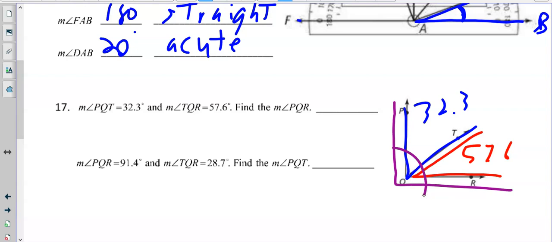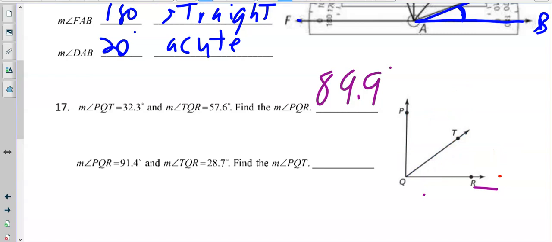Just type it in my calculator, and even though we talked about this, even though it looks like a 90-degree angle, it's not. It's 89.9 degrees. Really close, but not 90. All right, the next one.